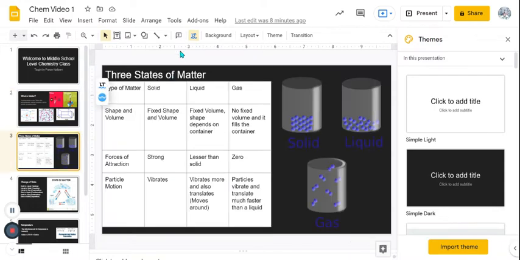Now, there are three states of matter: solid, liquid, and gas, and each has different properties. Solid has a fixed shape and a fixed volume. As you can see, it's all connected properly. Liquid, on the other hand, has a fixed volume, yes, but the shape depends on the container. See, it's spreading out to the container. And lastly, gas doesn't have a fixed volume, and it fills the container. It's more spread apart in the container.